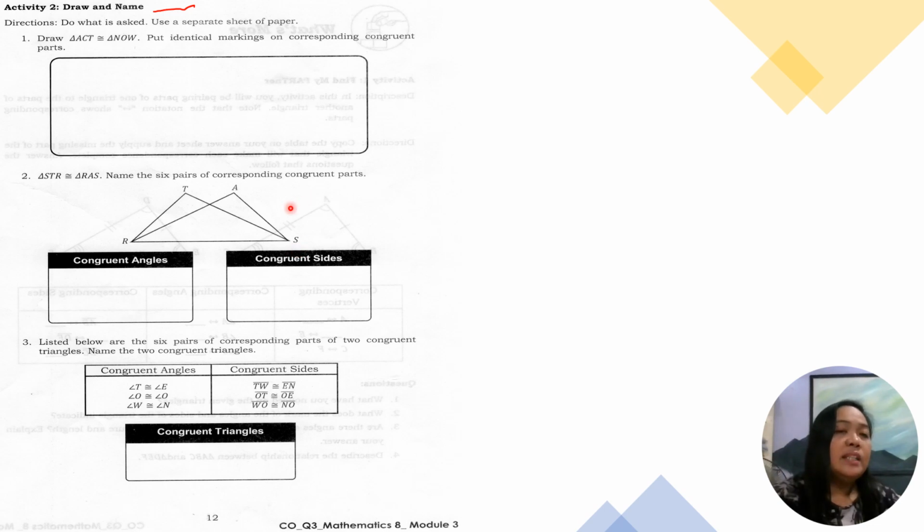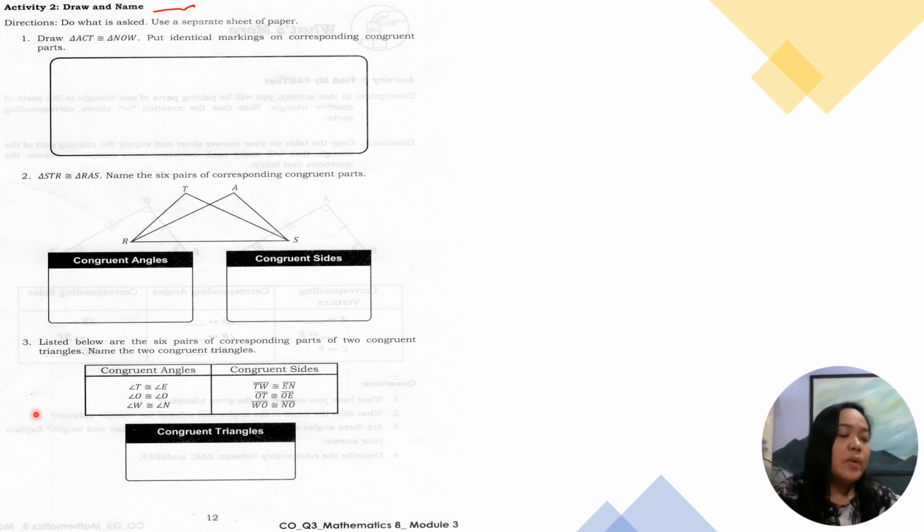Then, you name the 6 pairs of the corresponding congruent parts: 3 pairs for the congruent angles and 3 pairs for the congruent sides. Using your answer sheet, you write your answers there for number 2.